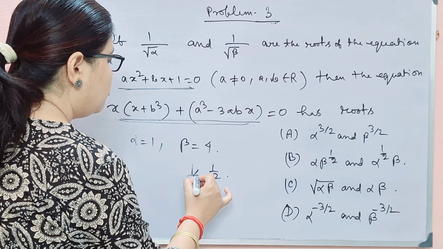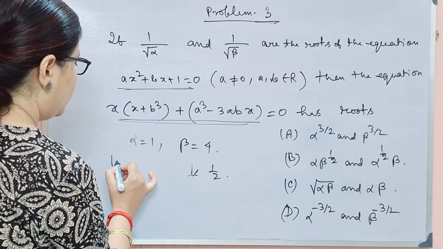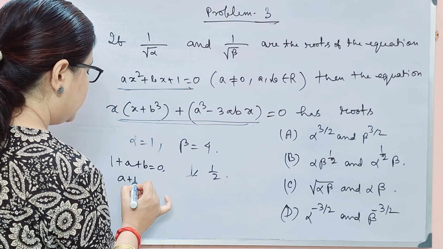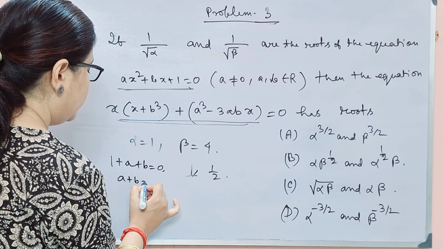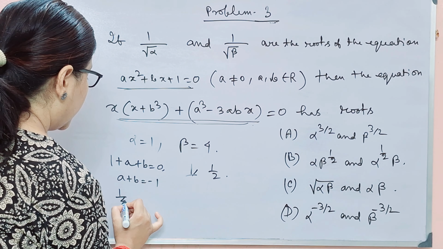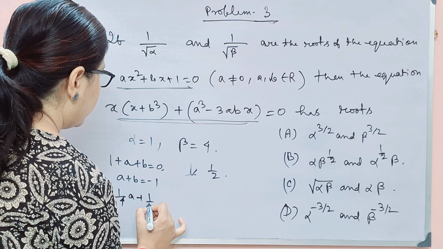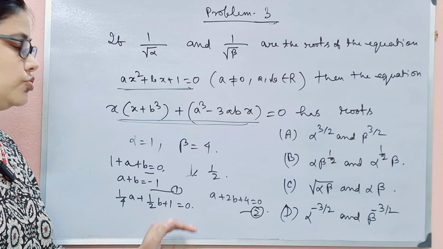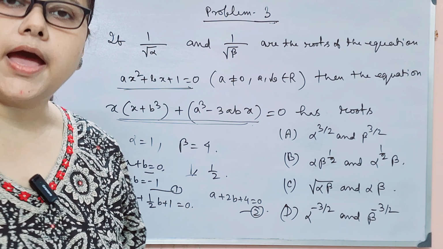So we will put the value 1 in this equation, that is 1 plus a plus b will be 0, that is a plus b will be equal to 1. And putting half in this equation, we will get 1 by 4a plus half b plus 1 equals 0, that is a plus 2b plus 4 equals 0. So this is equation 1 and this is equation 2. You will solve these two equations and get the values of a and b.